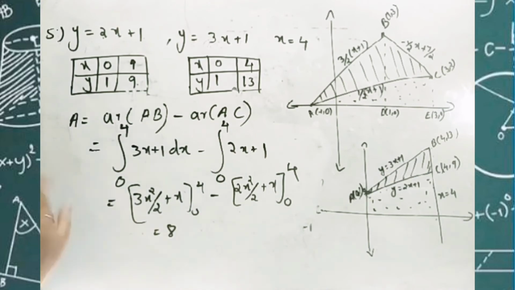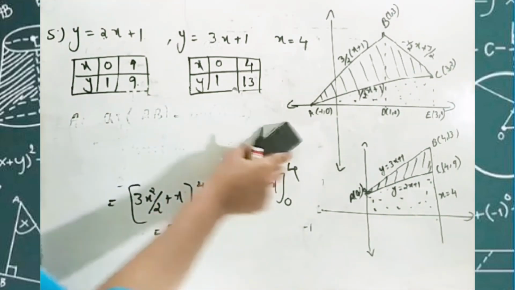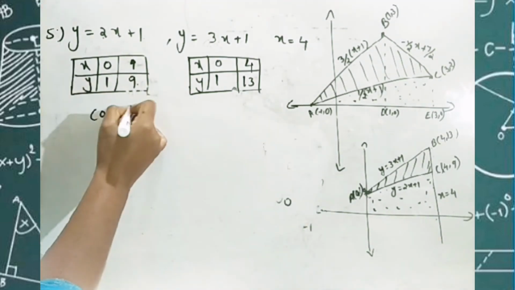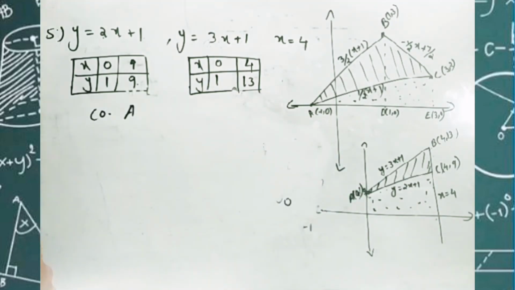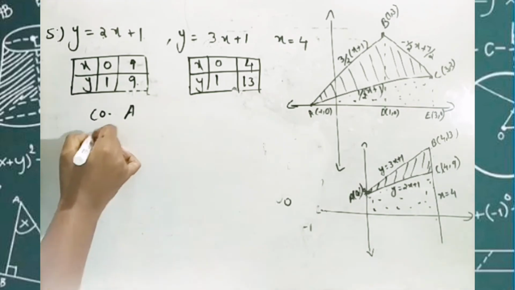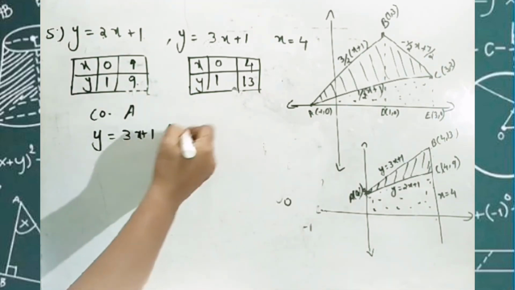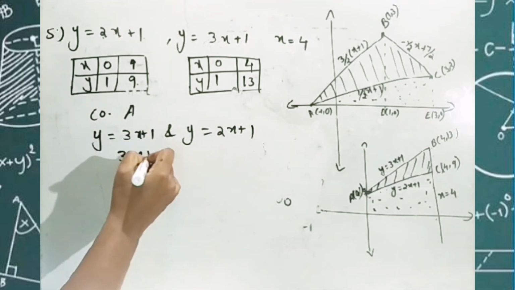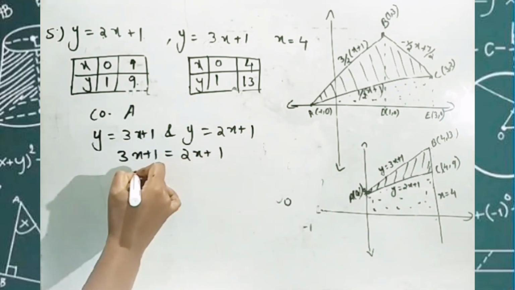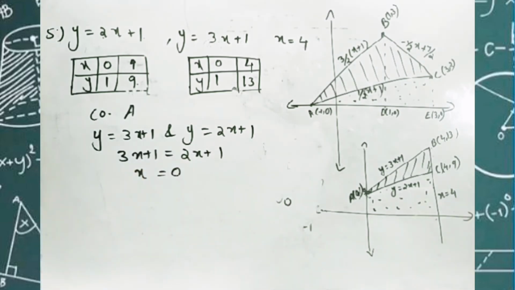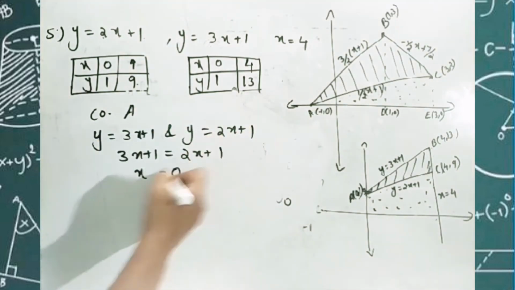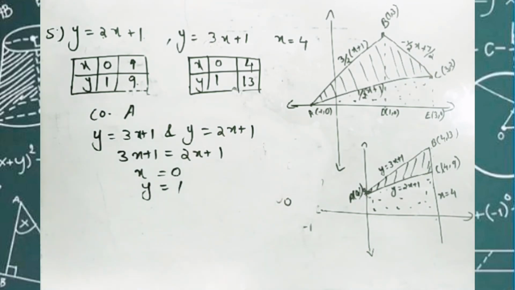So if you want to find the intersection points, the coordinate of A, we need to find. What is that coordinate of A? That is actually the intersection of the line y equal to 3x plus 1 and y is equal to 2x plus 1. Now just equate these. 3x plus 1 is equal to 2x plus 1 and we will get x is equal to 0. Put x is equal to 0 in the first equation or the second one and we will get y is equal to 1. So we got the coordinate of A.